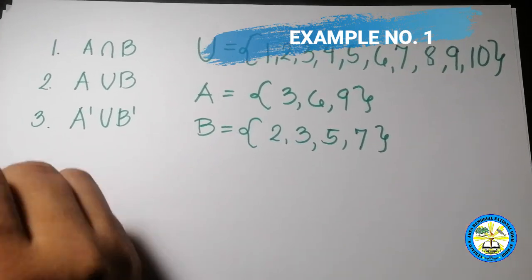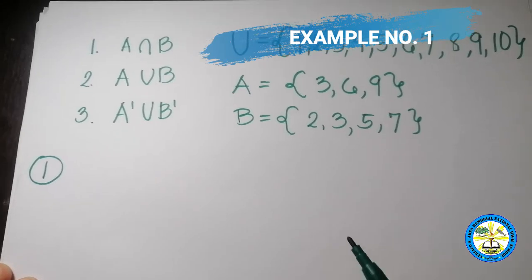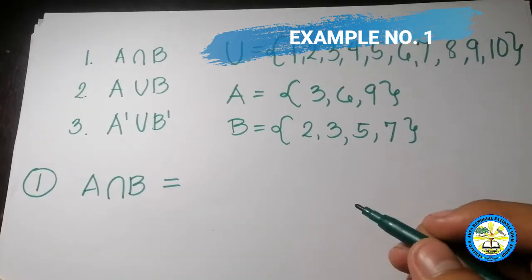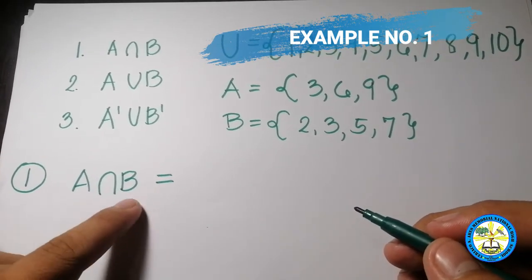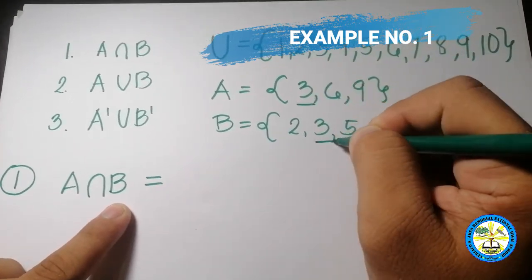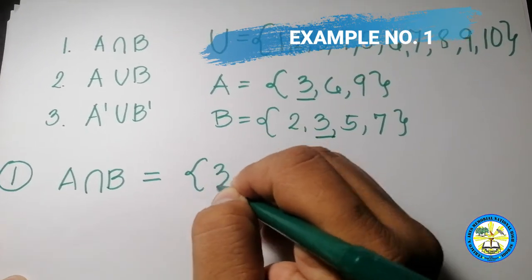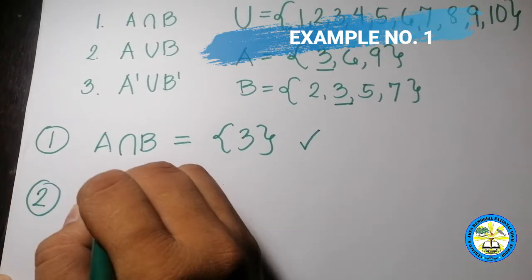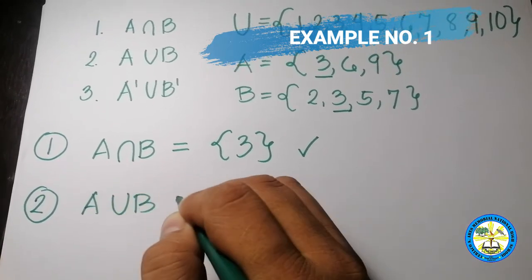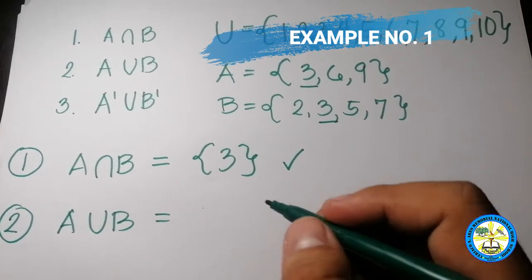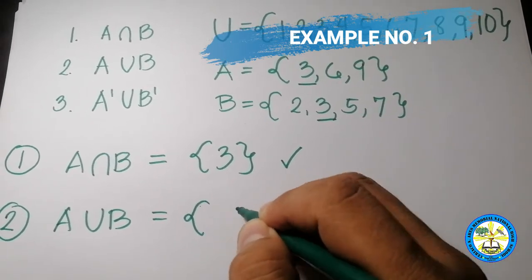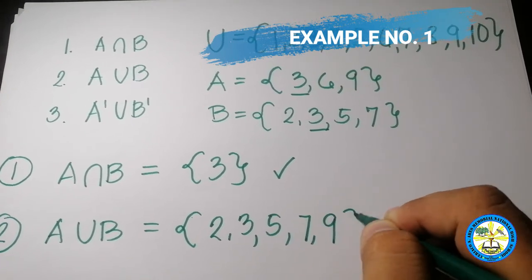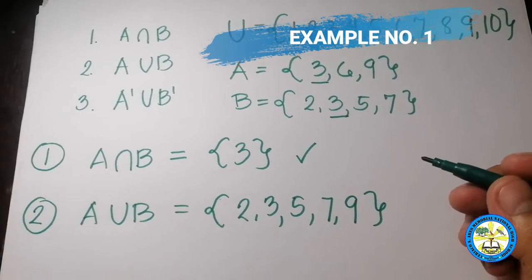So for our answer in number 1, the intersection of A and B is 3, since the common element of these events is 3. For number 2, the union of event A and event B is, let's recall the definition of union. It is either A or B. So we are going to write all the elements of event A and event B respectively. So that is 2, 3, 5, 7, and 9.